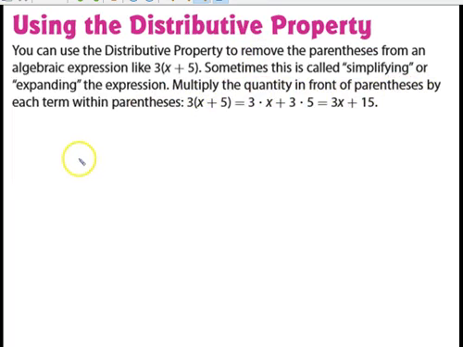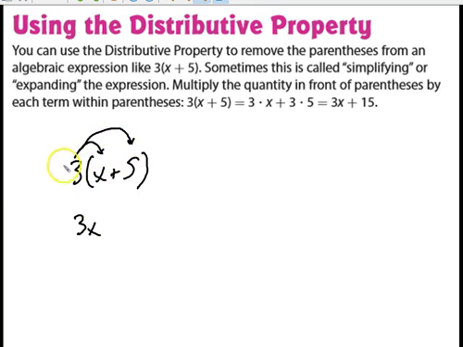So I've got 3 parentheses x plus 5. Okay, they say do 3 times x plus 3 times 5. Basically, I'm going to multiply 3 times x, and then I'm also going to multiply 3 times 5. This is how I do it. If you would like to write it out this way, who am I to care? As long as you get the problem right, I don't really care. But this is how I prefer to write it. So I'm multiplying 3 times x to get 3x, and then I'm multiplying 3 times 5 to get 15.